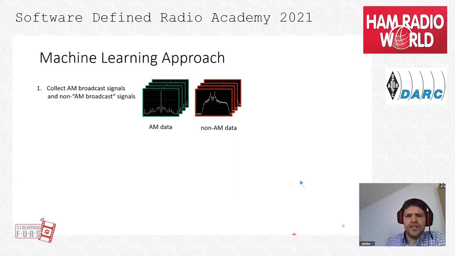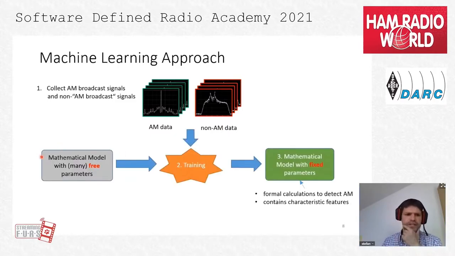The machine learning approach is an entirely different approach. First, you collect masses of data. You collect a lot of AM broadcasting signals, and you collect a lot of signals that are not AM broadcasting signals. Then you take a mathematical model with many free parameters. You do some kind of training, and in the end, you come up with a model that has fixed parameters, and that basically defines formal calculations to detect an AM signal.